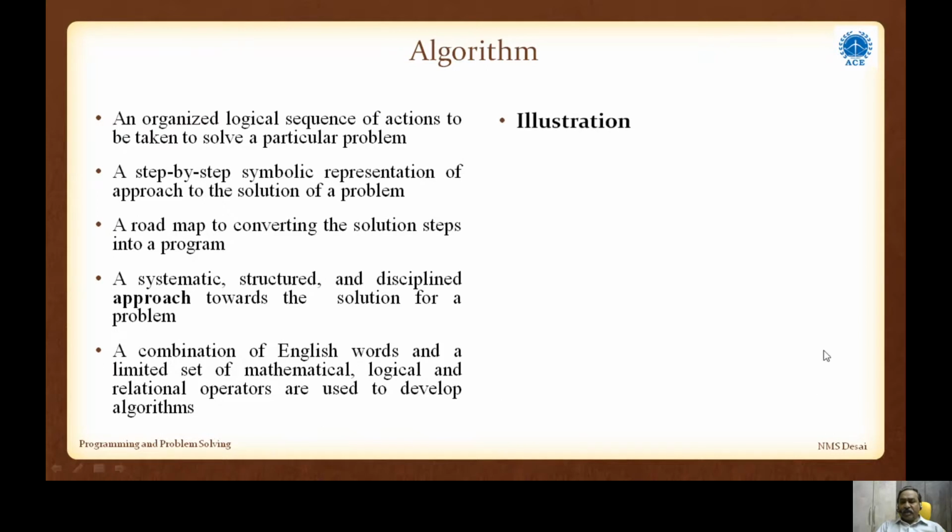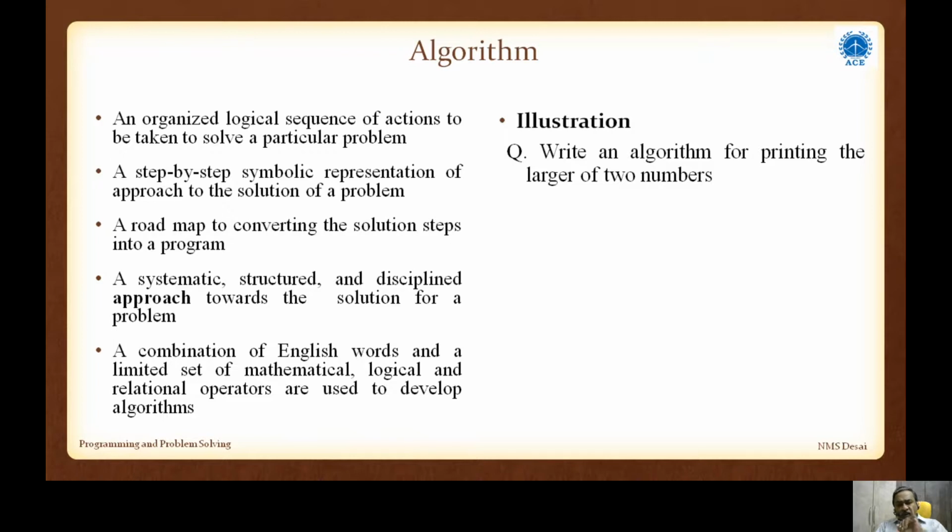Here we take a simple problem to start with. What is the problem we have here? Write an algorithm for printing the larger of two numbers. Now you see there are two tasks to perform. First one is printing the larger of the numbers. That means the operation to be performed is comparison. So relational operators are required here, an operator that can compare whether one number is greater than the other or not.